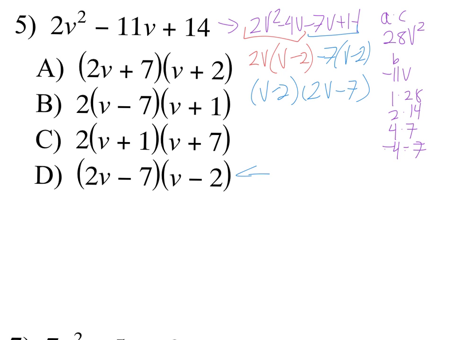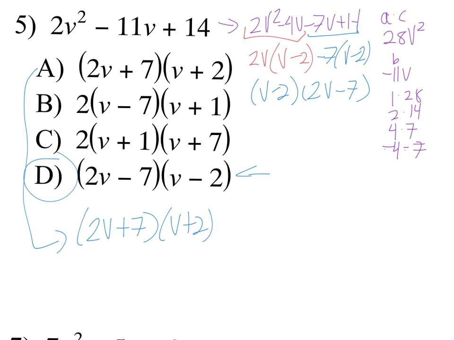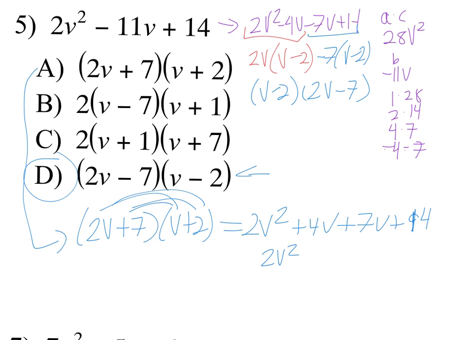If I don't remember how to do that, one of the things that I could do instead would be to multiply these pieces out. So, for example, 2v plus 7 times v plus 2, that would be 2v squared plus 4v plus 7v plus, I was about to say 9, but that's plus 14, which does not give me the same thing as my original question. That one doesn't work.